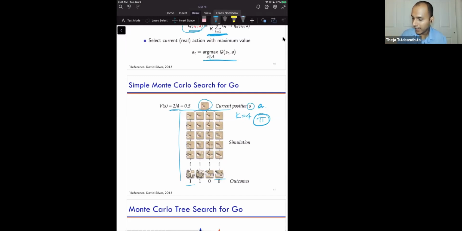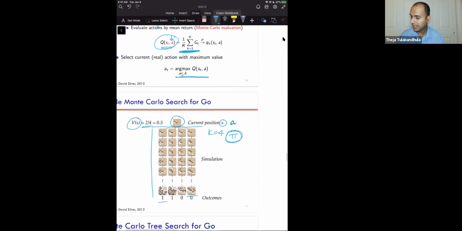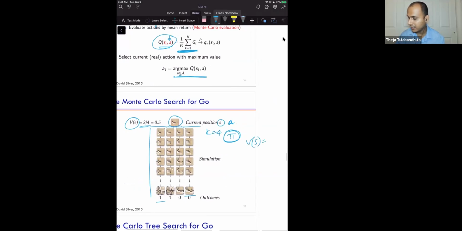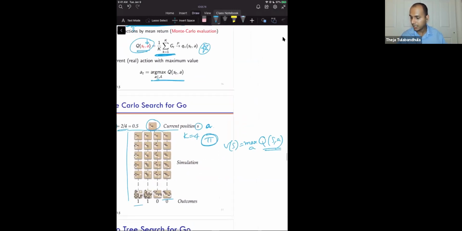Here, I wrote the value function, but the value function is just the max over whichever action is best. I didn't write it here, but V of S is just max over A of Q of S comma A. I'm saying how to compute Q of S comma A here, and given that, you can compute V of S.